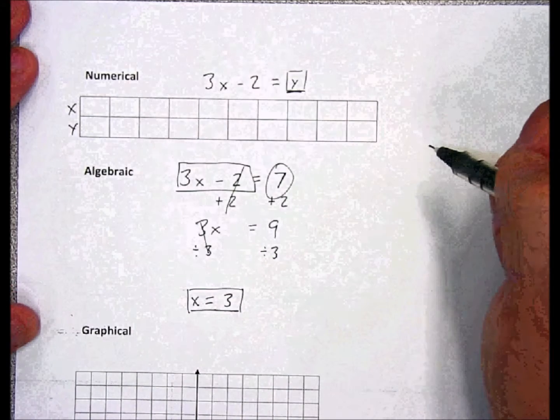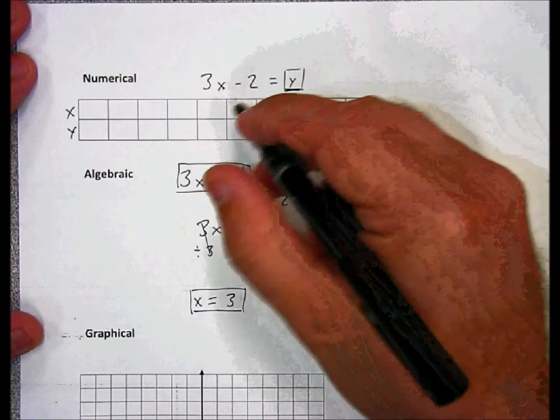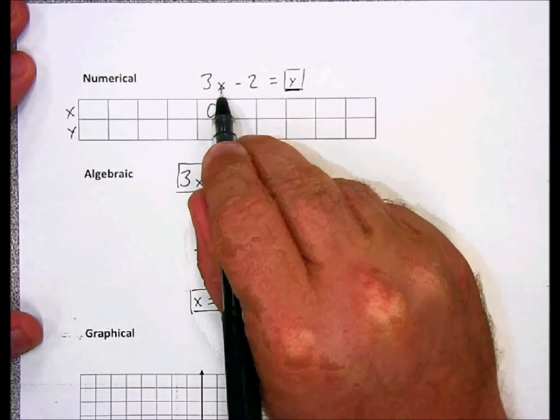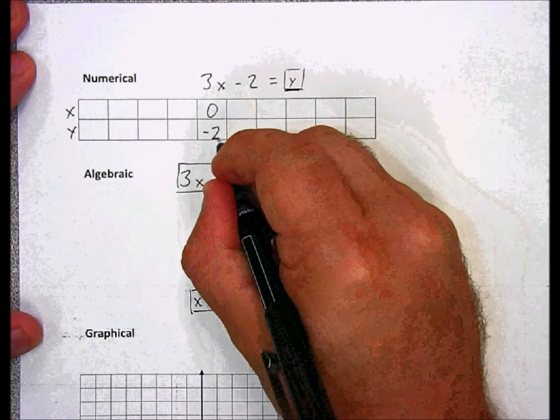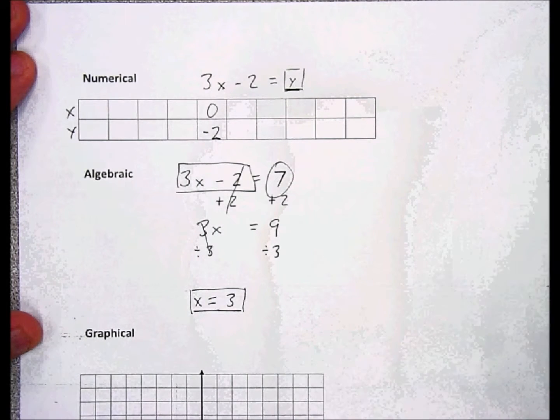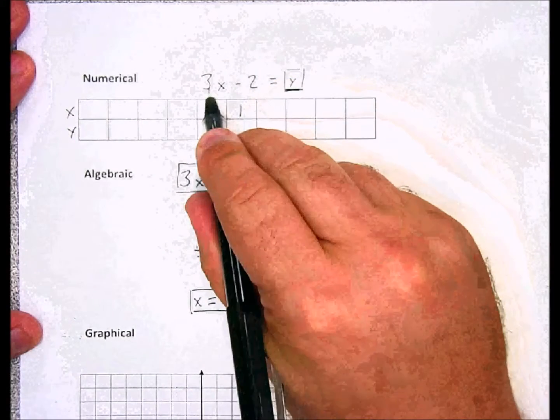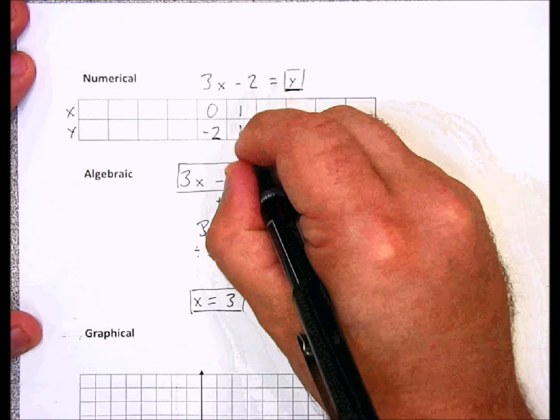So we can just start by plugging in numbers. I like to start by plugging in easy numbers. Probably the easiest one is plugging in a 0. If I plug in a 0 for x, 3 times 0 is 0, minus 2 gives me minus 2 for my y value. And then I'll just plug in another number. 1's usually pretty easy, so let's try that. 3 times 1 would be 3, minus 2 gives me 1.